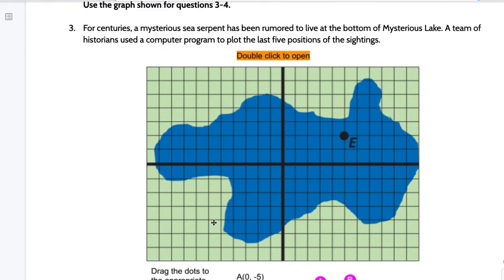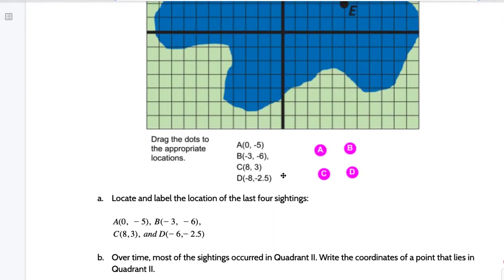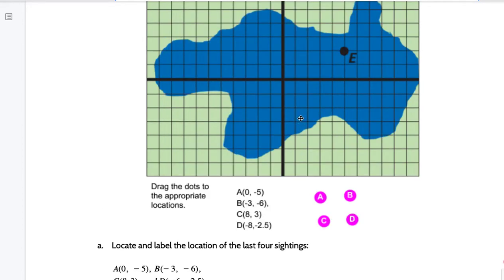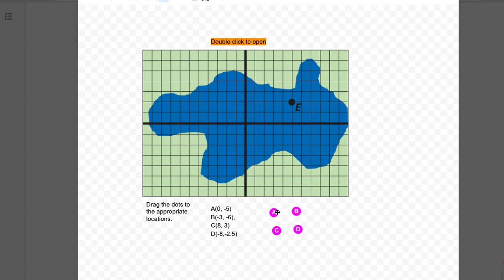Okay, and then a sea serpent is at the bottom of a lake. A team of historians use a computer program to plot its last 5 positions. Locate and label the last 4 sightings. So these are the 4 sightings in here. A is 0, negative 5. So remember, we go 0, and then 1, 2, 3, 4, 5. I believe that is correct.